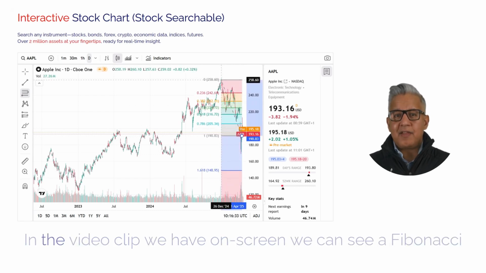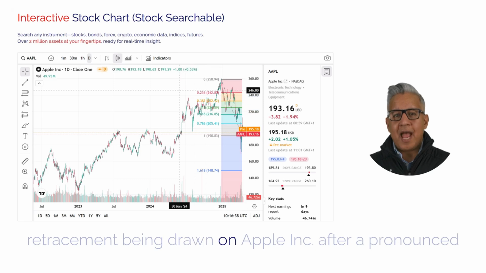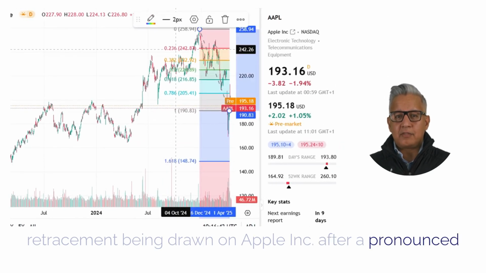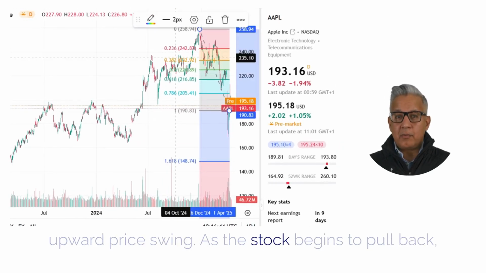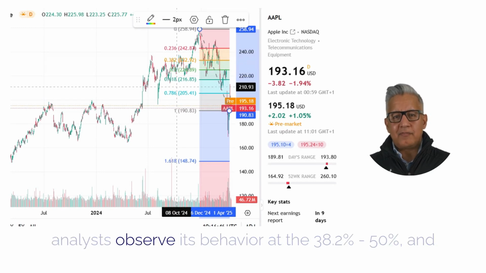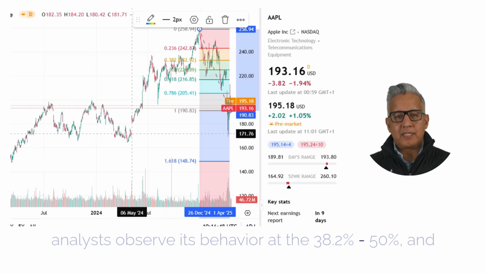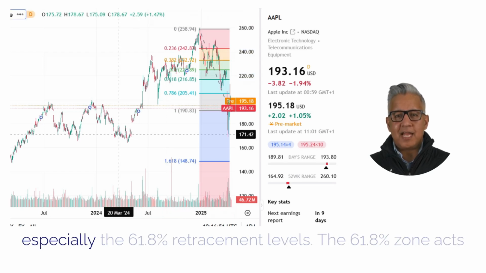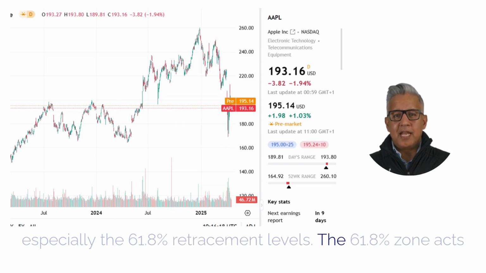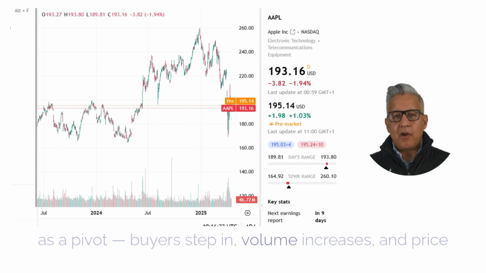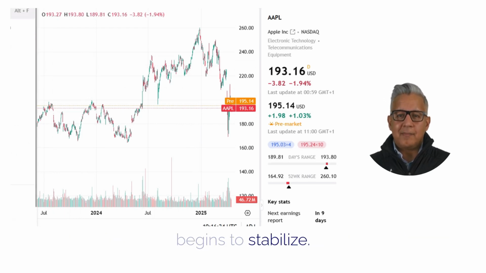In the video clip we have on screen, we can see a Fibonacci retracement being drawn on Apple Inc. after a pronounced upward price swing. As the stock begins to pull back, analysts observe its behavior at the 38.2%, 50%, and especially the 61.8% retracement levels. The 61.8% zone acts as a pivot. Buyers step in, volume increases, and price begins to stabilize.